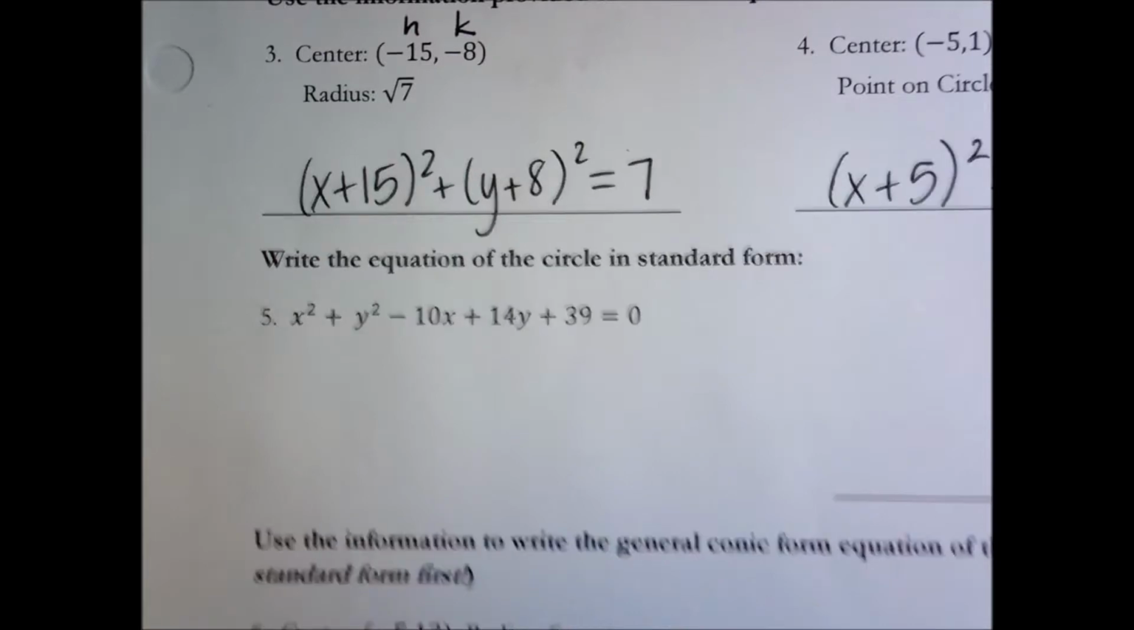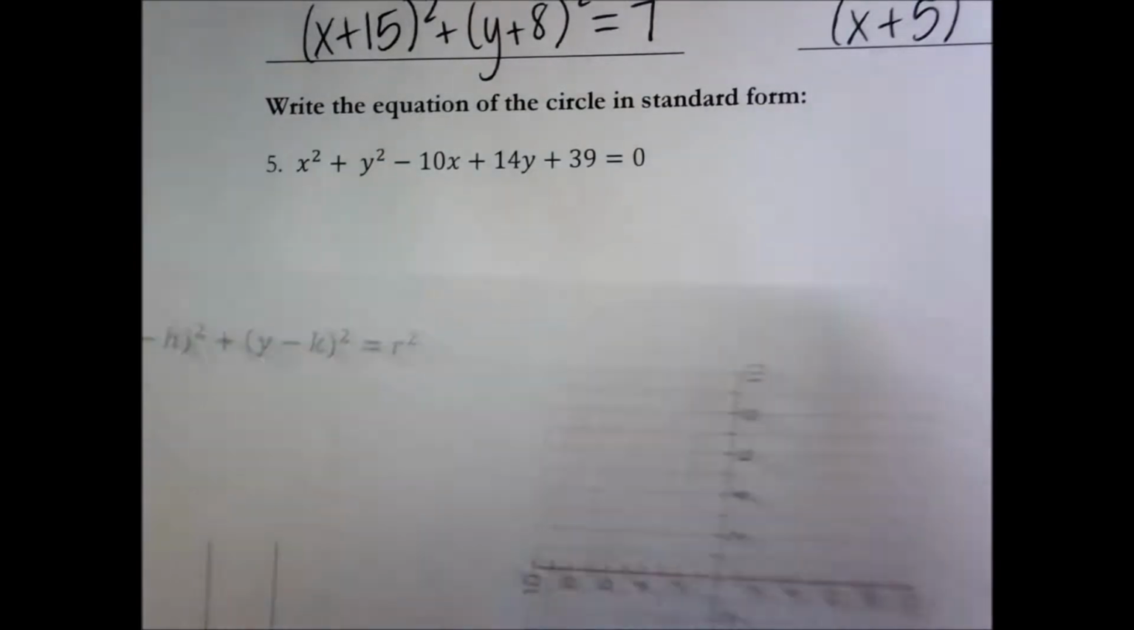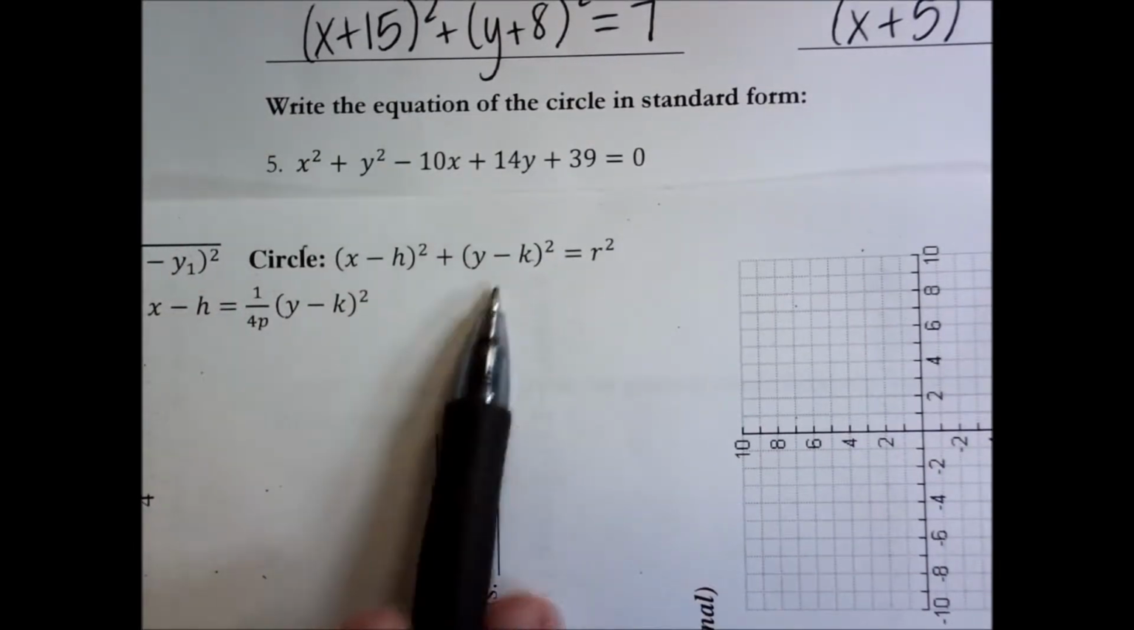Number 5 here says write the equation of the circle in standard form. If the circle equation is not in standard form to begin with, we have to put it there. Now remembering what standard form is, here's an example of it right here. You've got 2 sets of parentheses in standard form.